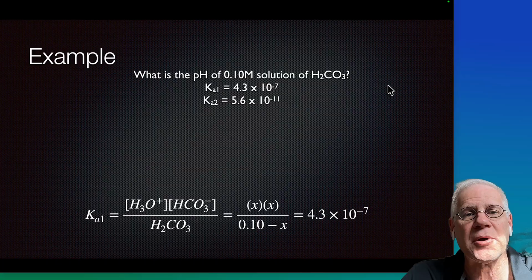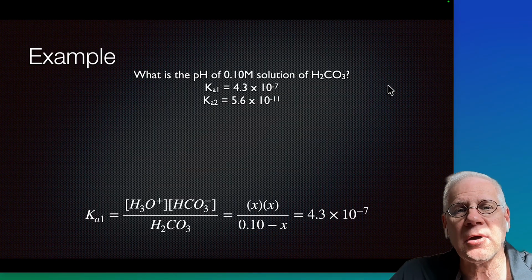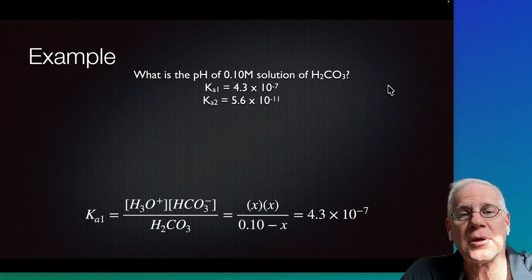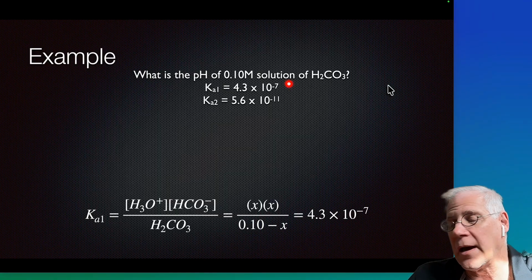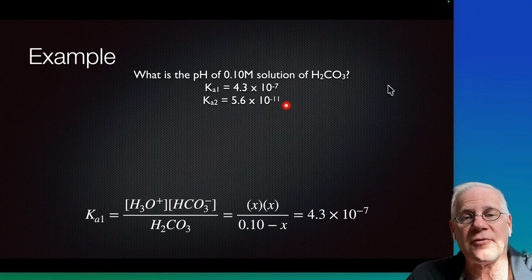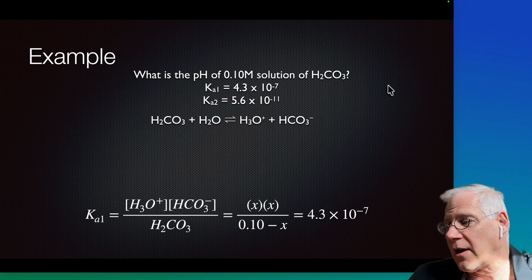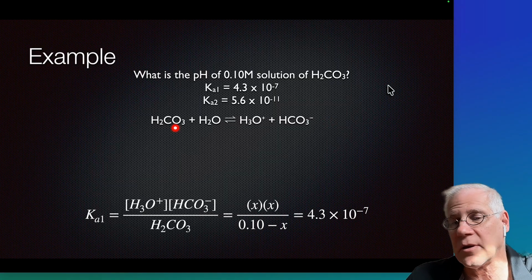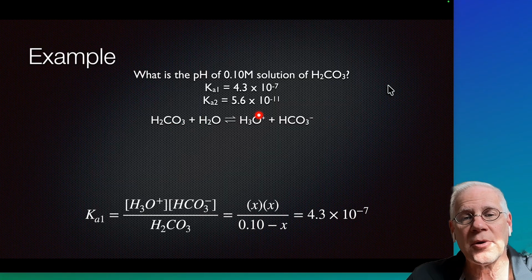Let's look at an example here. We want to know what is the pH of a 0.1 molar solution of carbonic acid, H2CO3. We see that Ka1 is 10 to the minus 7, Ka2 5.6 times 10 to the minus 11. So we have our first hydrogen dissociation here. So we have the carbonic acid plus water going to H3O plus and the bicarbonate ion.